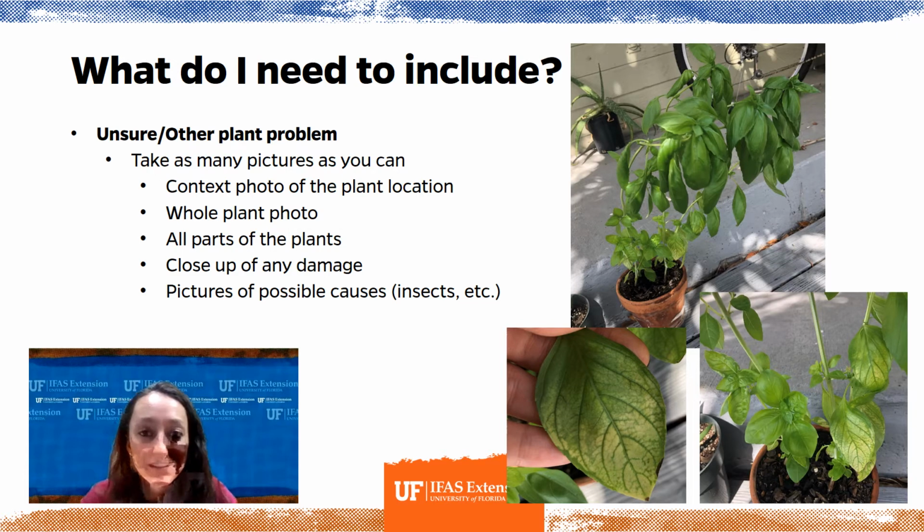So the best thing to do in this scenario is to take as many pictures as you can. As I mentioned in some of these other examples, context is really, really important for helping your diagnostician figure out what's wrong with your plant. And taking a picture of the whole plant, again, is important to give us an idea of what we're working with. What about the plant is sick? What kind of symptoms are you seeing? So getting good pictures of all the different parts of the plants, including the roots, stems, leaves, fruiting bodies, what have you. And a close-up of the damage that's on there is really important for helping us identify it as well.